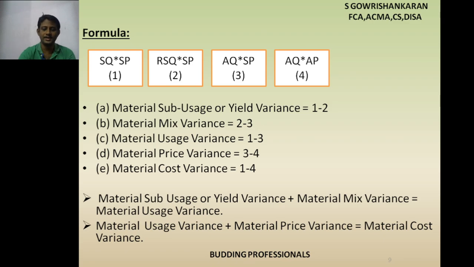So what is your material usage variance? 8 rupees adverse. Then what is your material price variance? 6 rupees adverse. Both are negative, correct? That is adverse. So 8 rupees plus 6 rupees equal to 14 rupees adverse. What is your material cost variance? How much did we get here? Look here, we got 14 rupees. So that 14 rupees is arrived here.